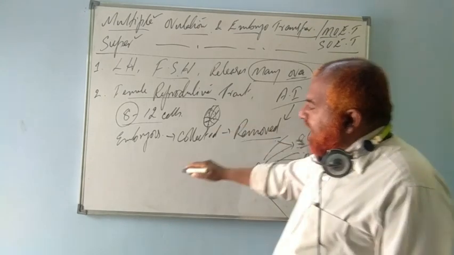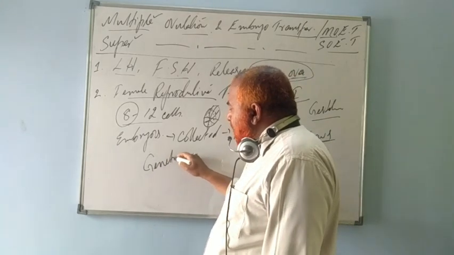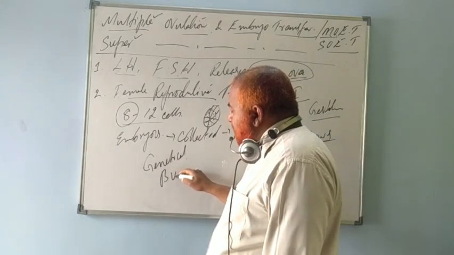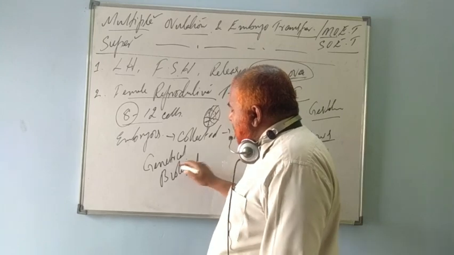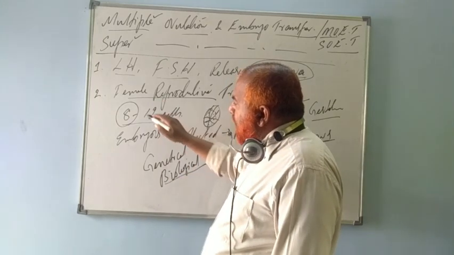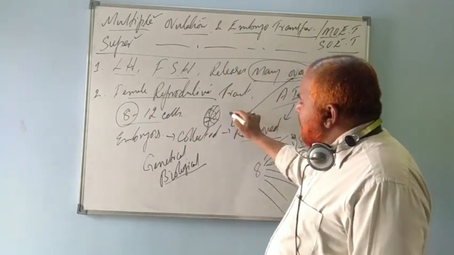Now this cow, which is the actual cow or the genetical cow, or we can say biological mother. Why are we saying biological mother? Because the ova belongs to this mother. Ova belongs to this cow.